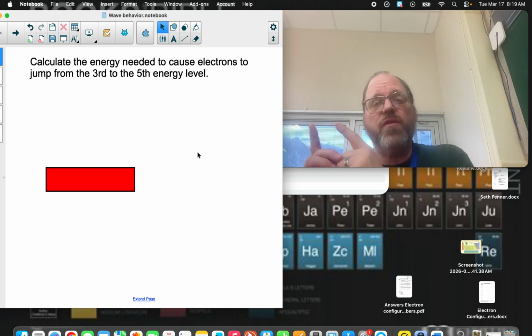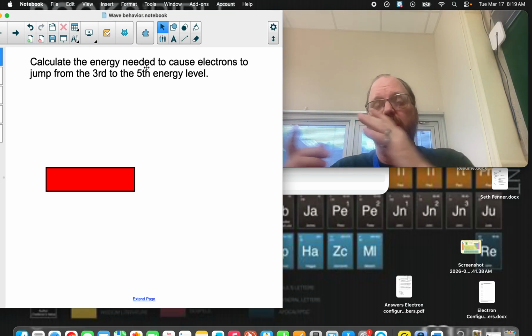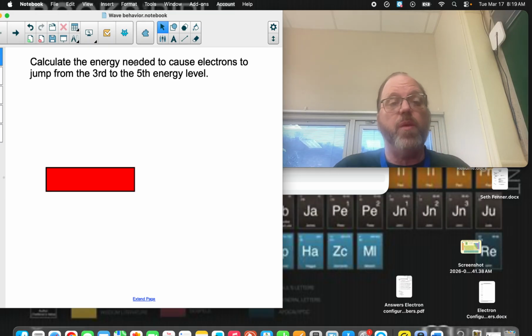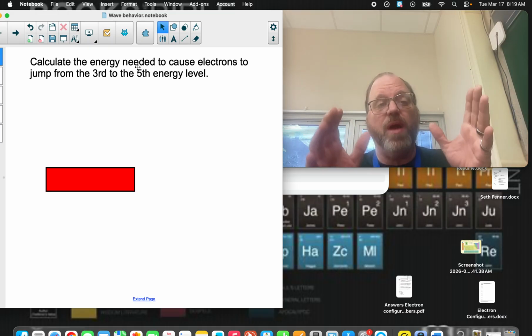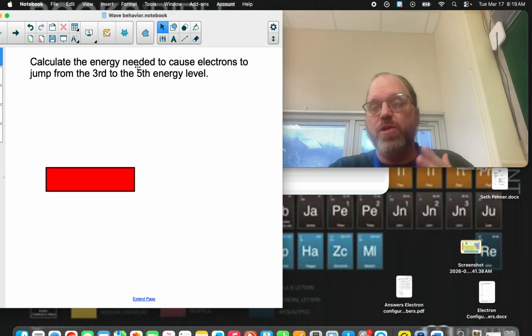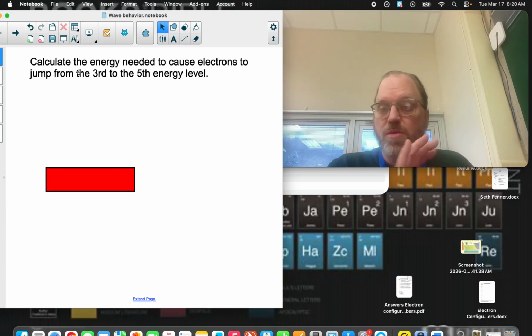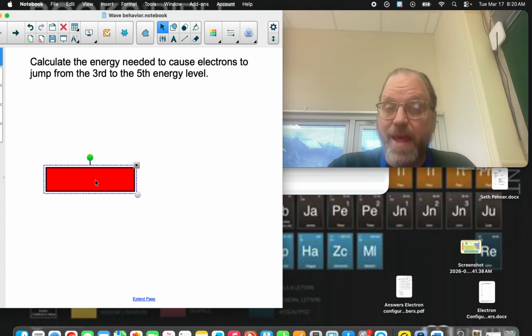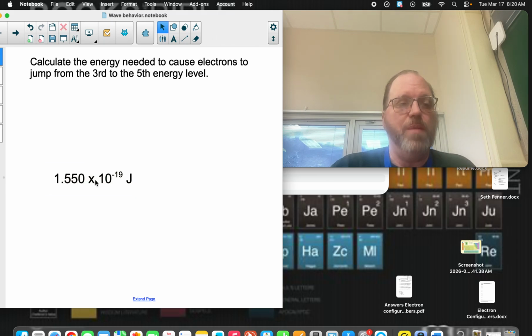Quick review, look over here. We're going to do a quick line spectrum using the de Broglie equation. So take the problem where we were trying to find the energy, the E value, for when an electron jumps from the third to the fifth when we get the dark line spectrums. Pause it, work through it. The answer you should get is right there, 1.550 times 10 to the negative 19th joules.